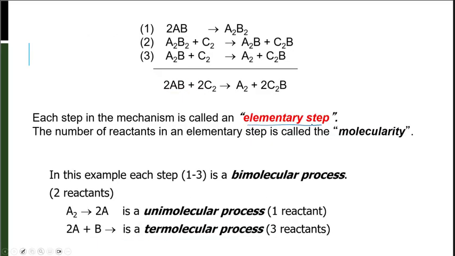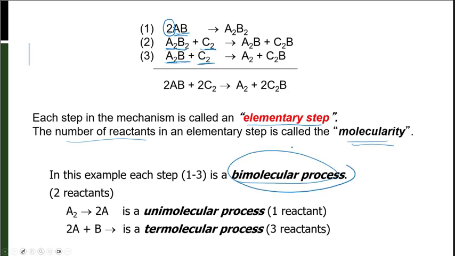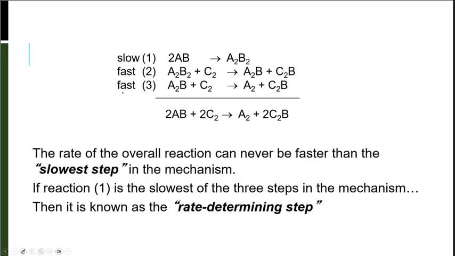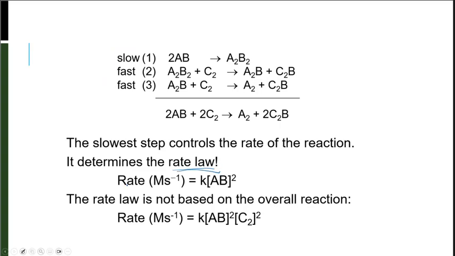Each step is called an elementary step, and the number of reactants is called our molecularity. We have 2 AB reactants, so that's a bimolecular. We have one of those and one of those, that's a bimolecular. One of those and one of those, so they are all bimolecular. These elementary steps are labeled slow, fast, fast. The slow step is our rate determining step, so that would be the first one. Therefore, we would write our rate law as rate is equal to k times the concentration of AB, and we would square it because there's 2 of them.